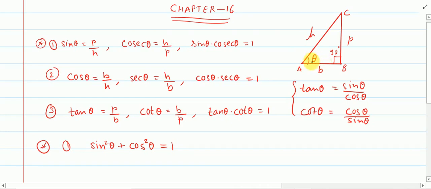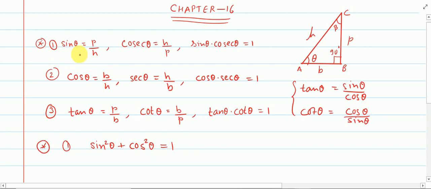Here we are discussing theta, that's why perpendicular is just opposite to that. That means BC is perpendicular and base is AB. Had I made angle beta over here, then with respect to beta, perpendicular will be AB and base will be BC. So this perpendicular and base completely depends on the angle which you are discussing about.